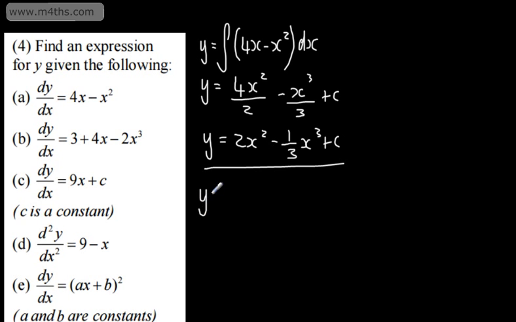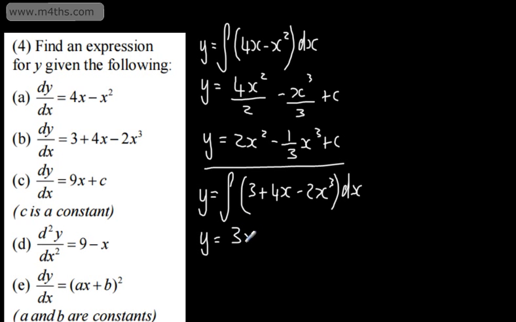On the next one, y is equal to the integral of 3 plus 4x minus 2x cubed, and we're integrating with respect to x. So we'll say that y is equal to 3x to the power of 1 divided by 1, plus 4x to the power of 2 divided by 2. Then we're going to subtract from this 2x to the power, we need to increase this by 1 power, so that's going to be x to the 4th, and then we divide that by the 4.